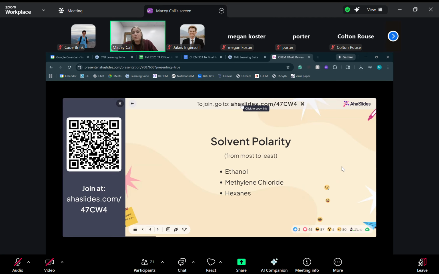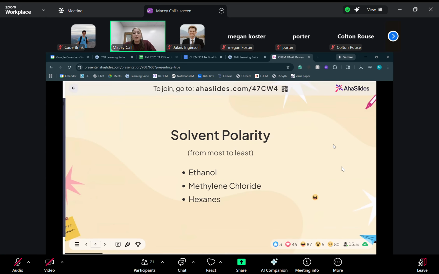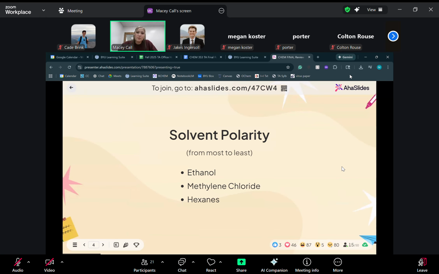Okay, so the most polar is going to be ethanol, and that's because it has that alcohol group on it. And then after that's going to be methylene chloride, and then following that is going to be hexanes. So hexanes is the least polar. It's essentially just like a big long carbon chain, and so it's not going to react very much with polar things. It's not very soluble in water, things like that.